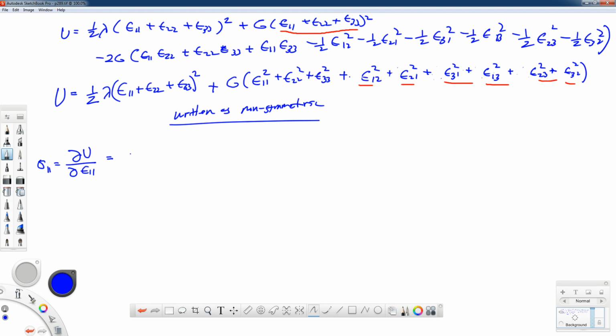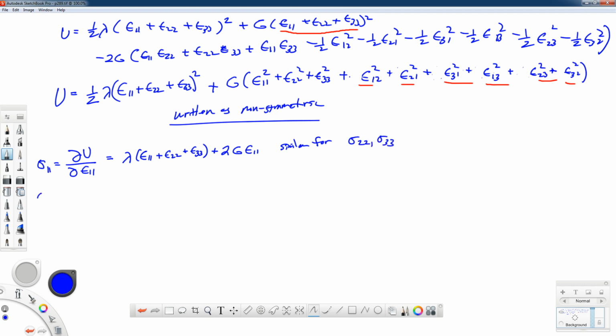So let's do that. Now, I have 2 times 1/2 times lambda, which gives me lambda times the stuff in the brackets to the first power. And then the only term that has epsilon 1 1 is this leading term, so I'm going to have a 2g epsilon 1 1. And I have similar expressions for the normal stresses, sigma 2 2 and sigma 3 3.